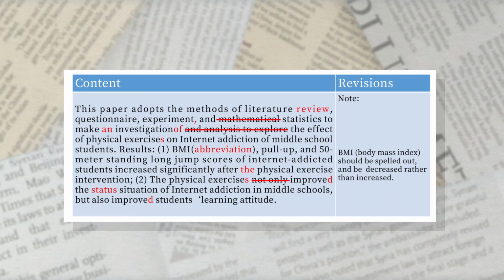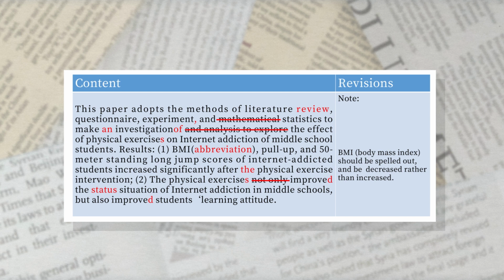Now let's look at it together. This paper adopts the method of literary review. The review is missing. Questionnaire, experiment, and statistics. We don't need mathematics. To make an investigation, effect of physical exercises. Exercise not just one, different kinds. On internet addiction of middle school students. Results. 1. BMI. What does BMI mean?